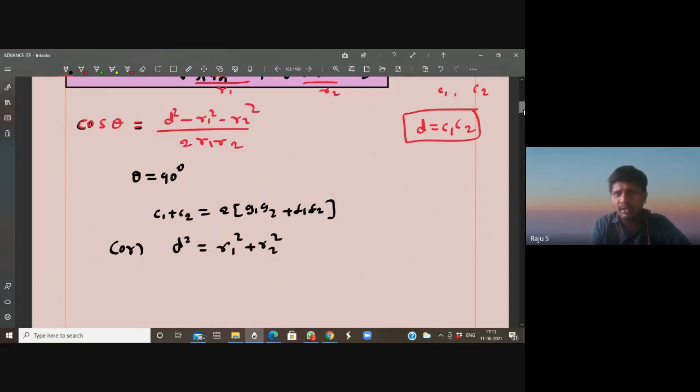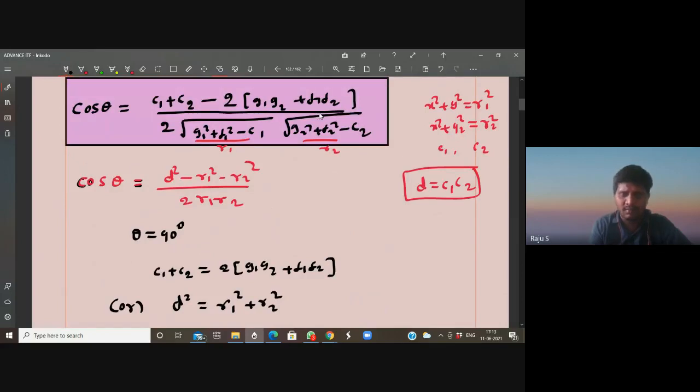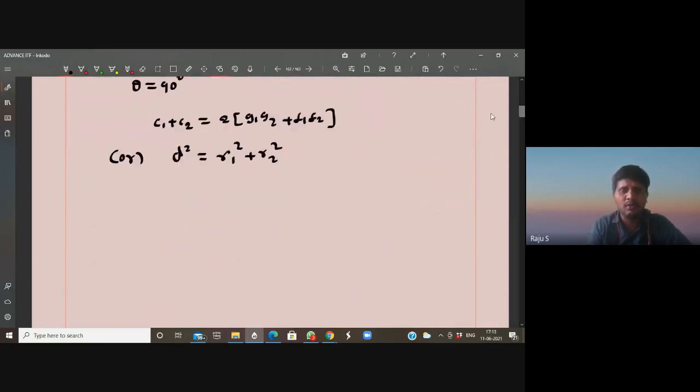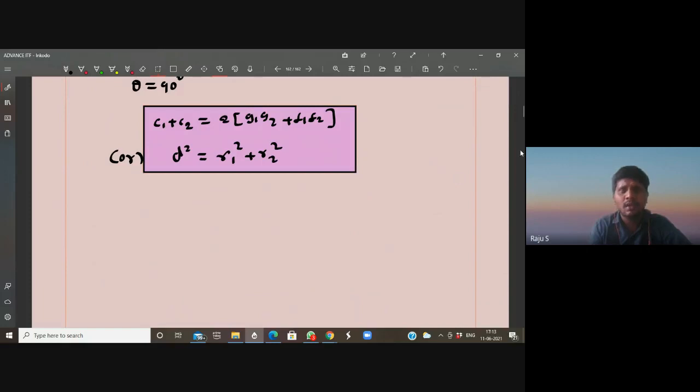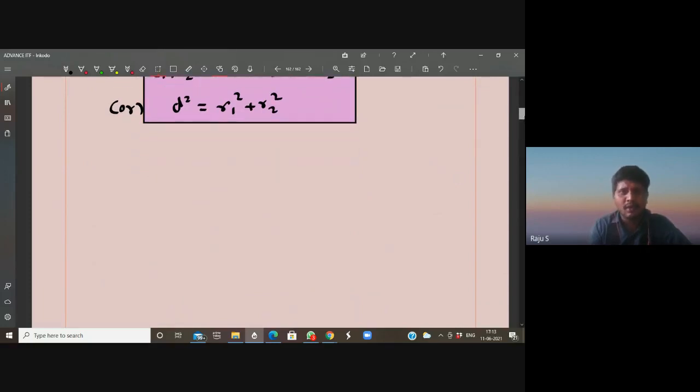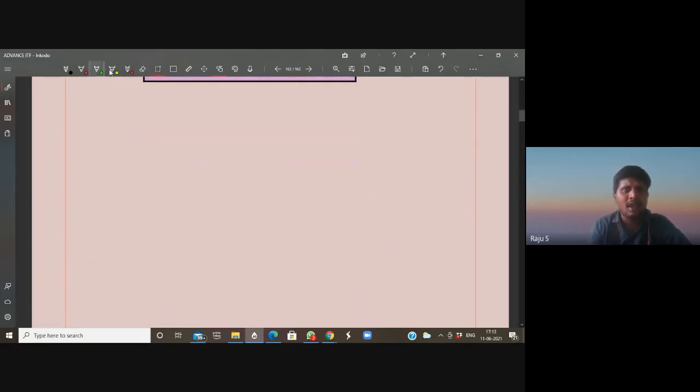Just take the numerator of the above problem's formula and equate it to 0. Equating the numerator to 0, we get these two conditions. These two conditions are also very important. Understood? Okay, next.